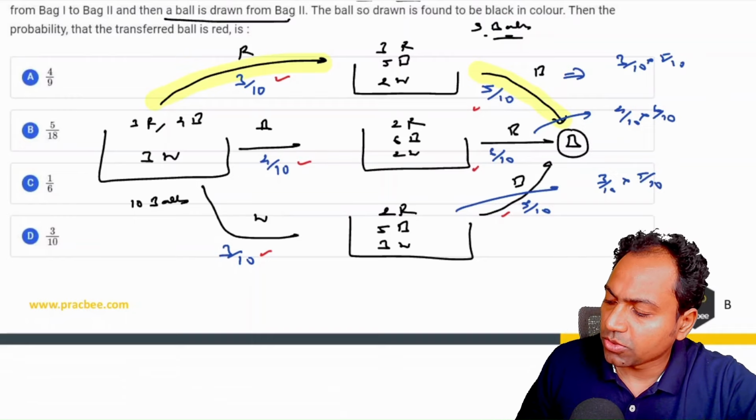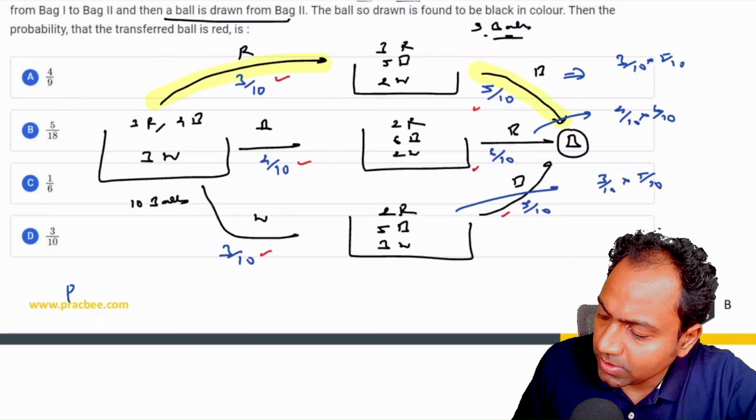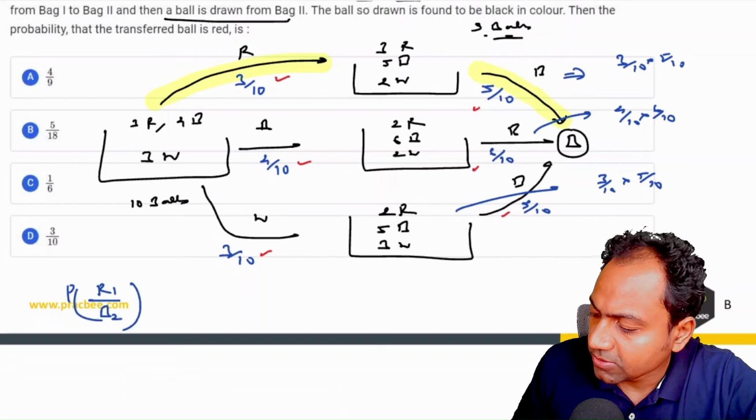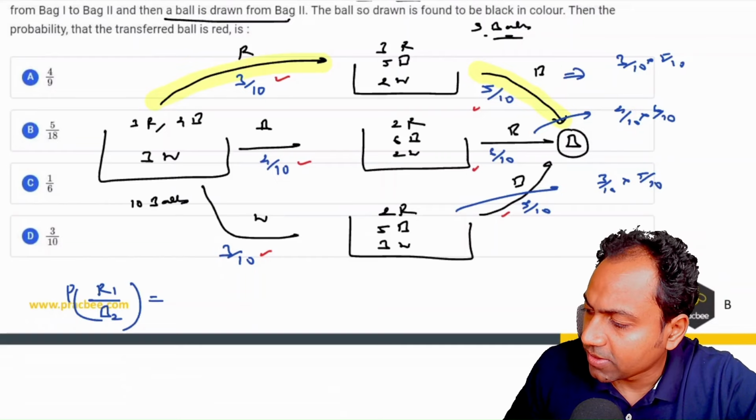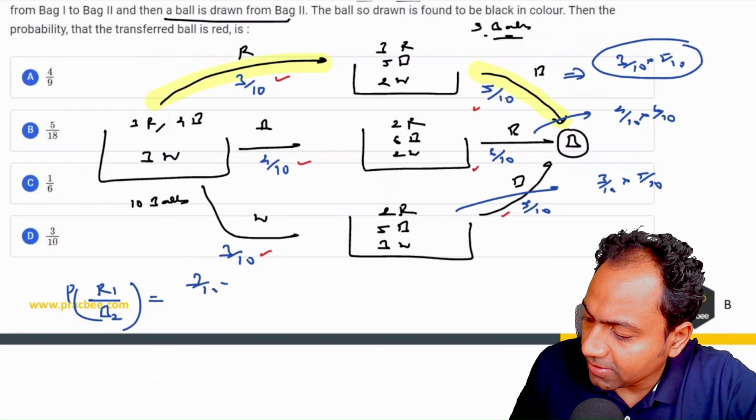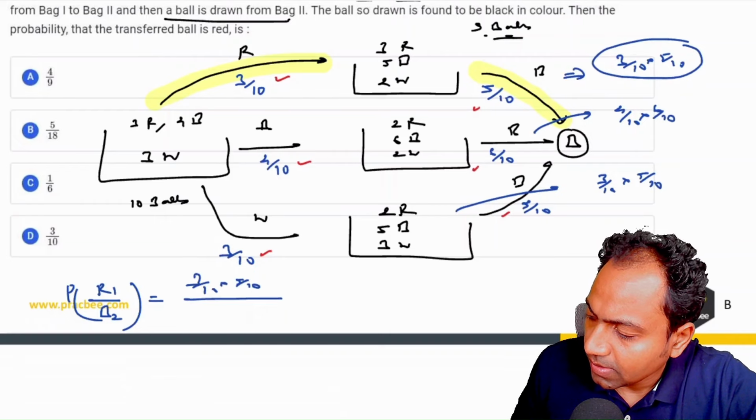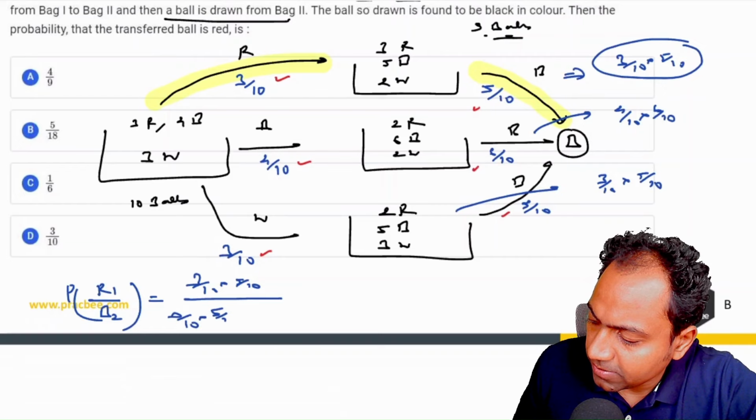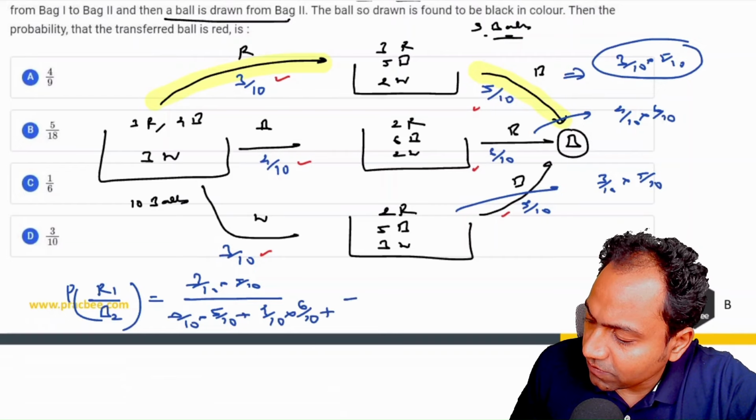What we need to do is, in order to find the causal probability that red happens in the first place when the second ball is black has already occurred, we will take this branch's probability, that is 3 by 10 into 5 by 10, and divide this by the total probability. So 3 by 10 into 5 by 10 plus 4 by 10 into 6 by 10 plus 3 by 10 into 5 by 10.